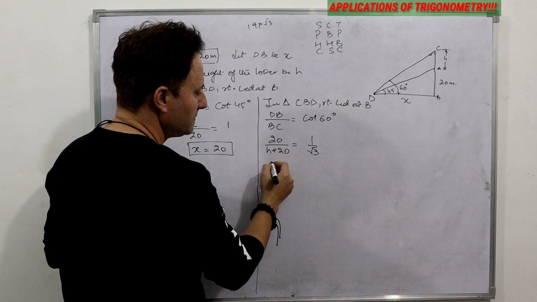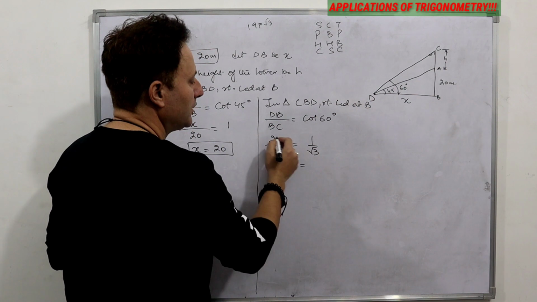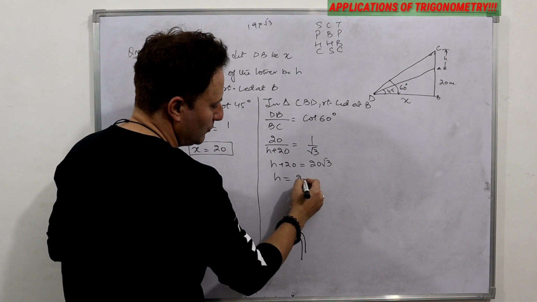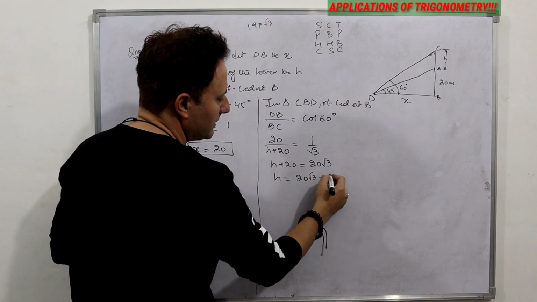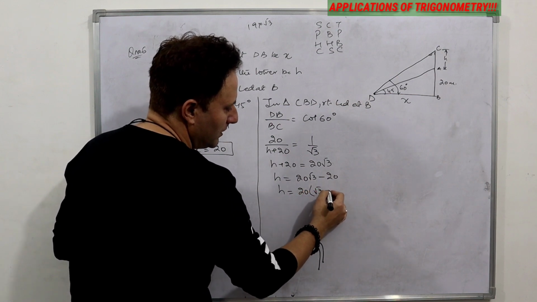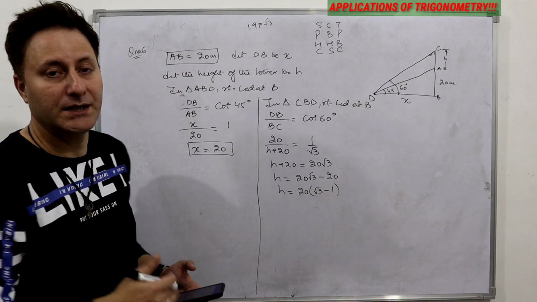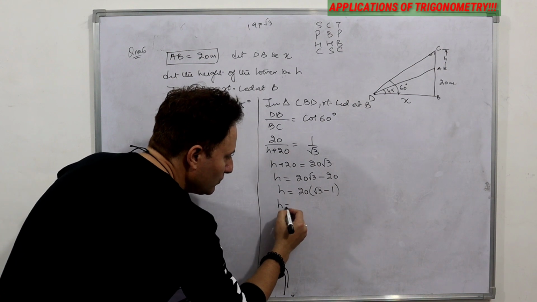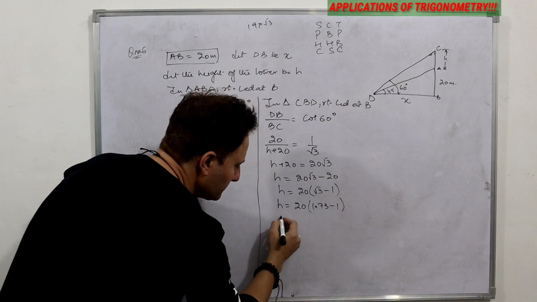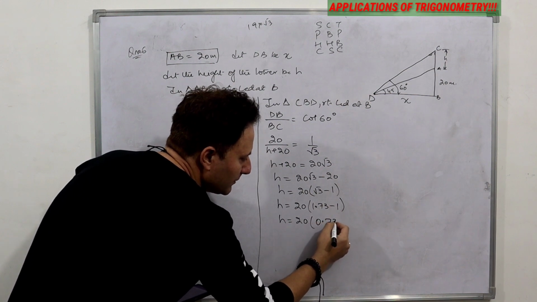Now cross multiplication: h plus 20 multiplied by 1 remains h plus 20. Then 20 into root 3 is 20 root 3. h is here, 20 root 3. This 20 goes that side, that is minus 20. h is equal to, let's take 20 common, that is root 3 minus 1. You can leave it as it is, but in case you want to give the exact value, then you can put 1.73 minus 1. So h is equal to 20 times 1.73 minus 1, which is 0.73.